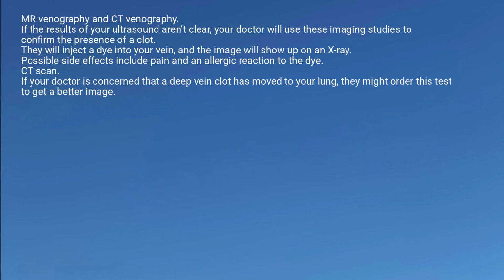Venography and CT venography. If the results of your ultrasound aren't clear, your doctor will use these imaging studies to confirm the presence of a clot. They will inject a dye into your vein, and the image will show up on an X-ray. Possible side effects include pain and an allergic reaction to the dye. CT scan. If your doctor is concerned that a deep vein clot has moved to your lung, they might order this test to get a better image.